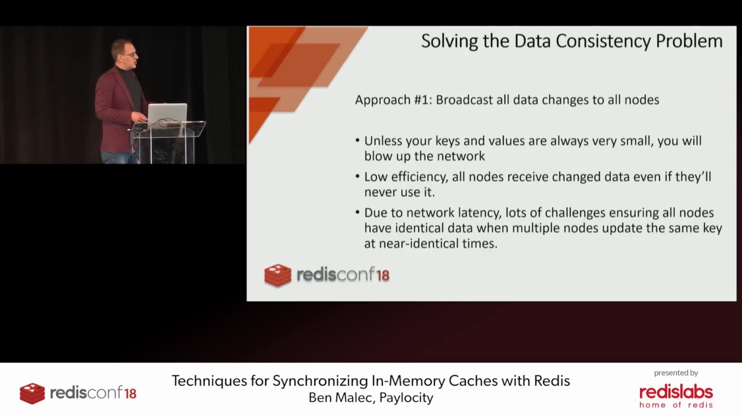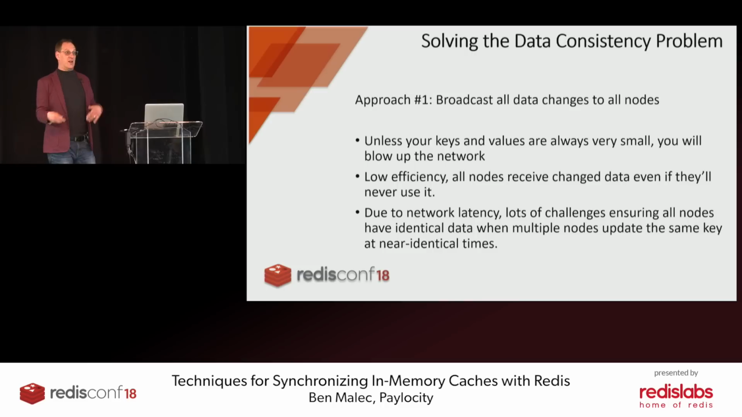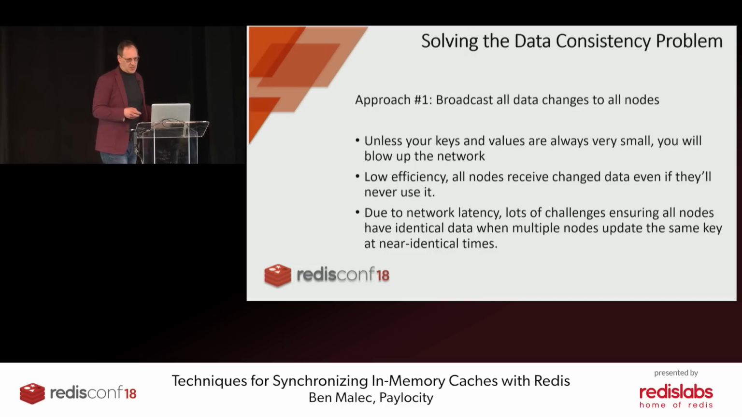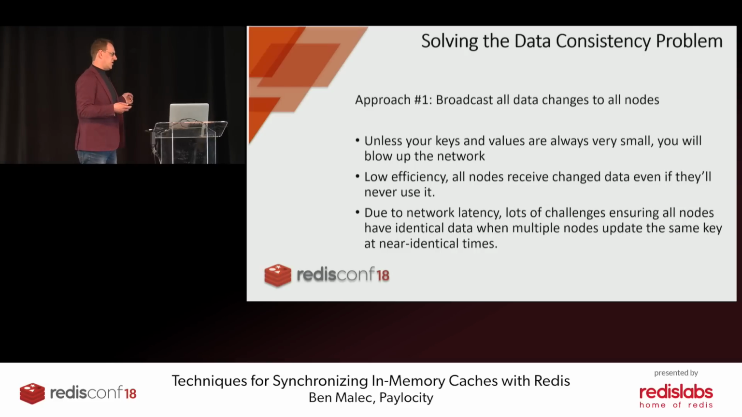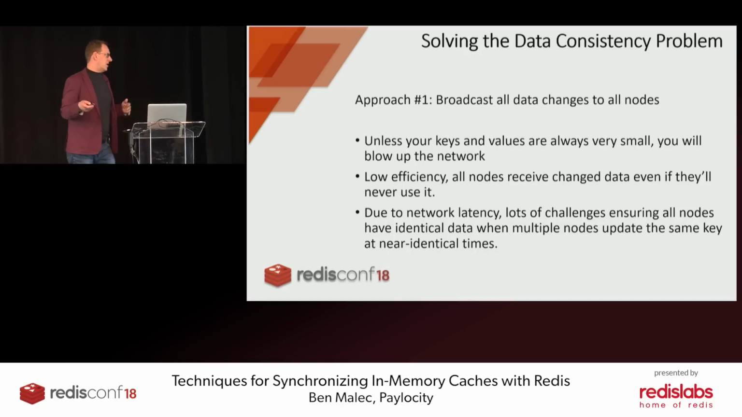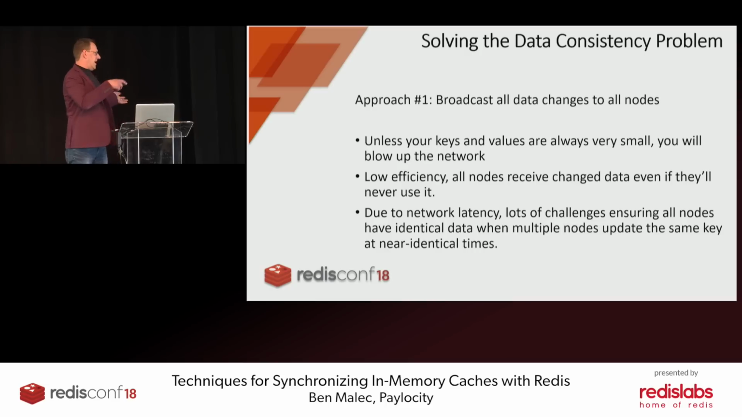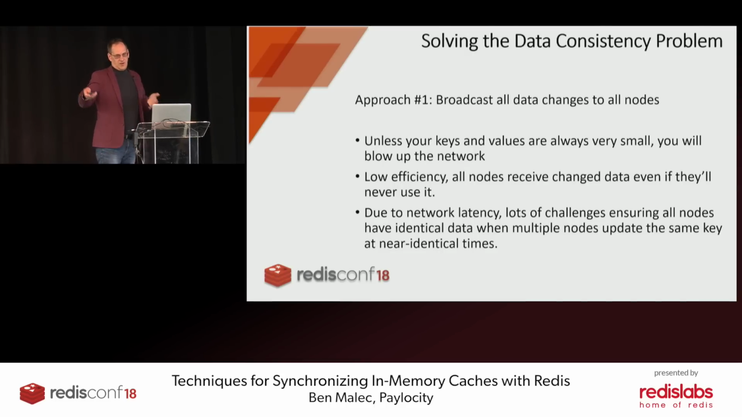Unless you're very sure that your keys and values are very small, you will saturate the network quickly, especially if you're going across 50, 100 servers and every single data change has to be broadcast to everything. It's a low efficiency solution. In our case, the cache is shared across web servers, application servers, other things, a lot of different applications, a lot of uses. So what a web server may be very interested in may have no relevance to, say, one of our batch servers.